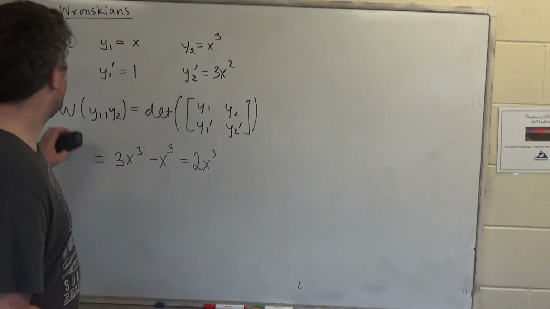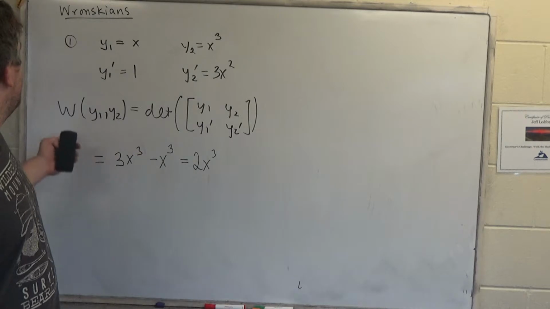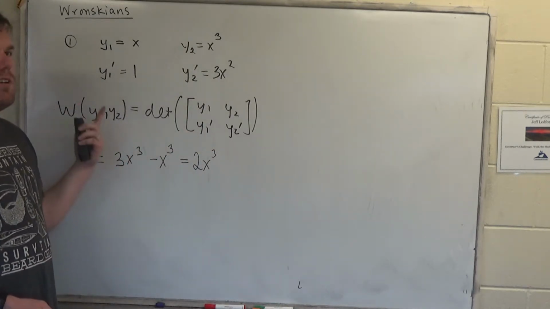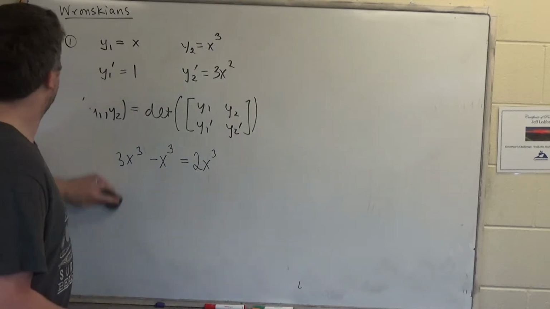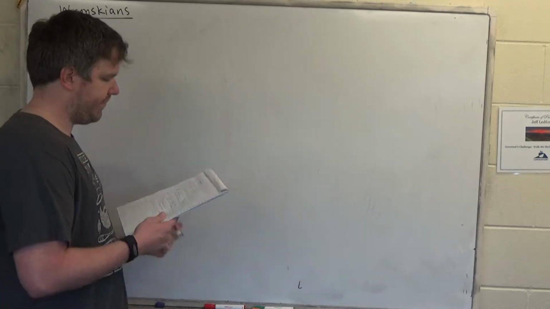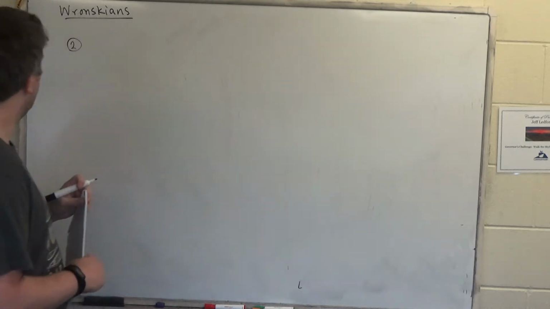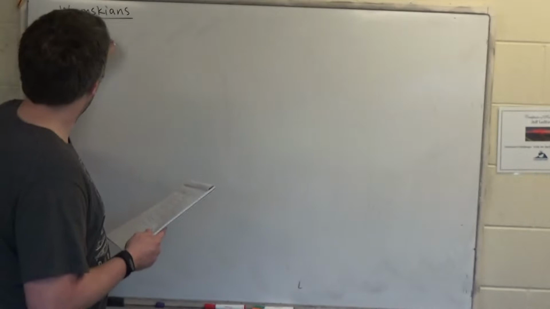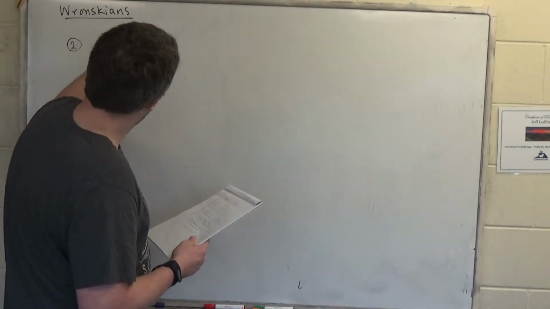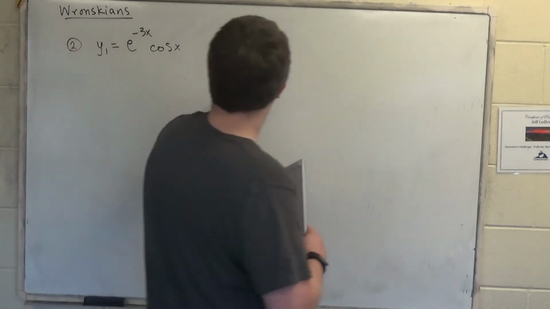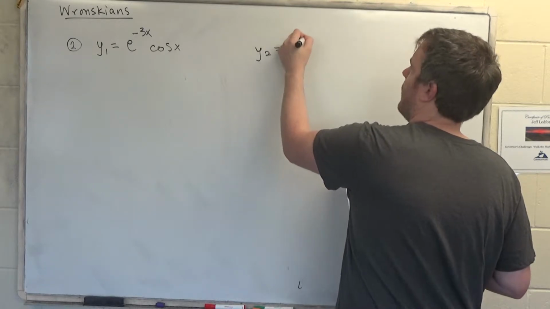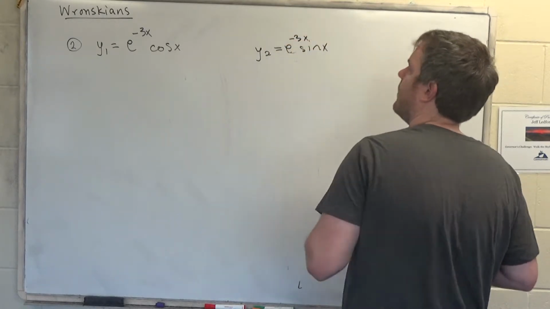Okay, let's try a little bit more involved example. It never gets more involved than taking this determinant, but what can get tricky is taking the derivatives. So we'll see one where we have to use the product rule to take the derivatives. Okay, so let's see, we'll have y1 is e to the negative 3x cosine x. And I'll leave myself some space. y2 is e to the negative 3x sine x.